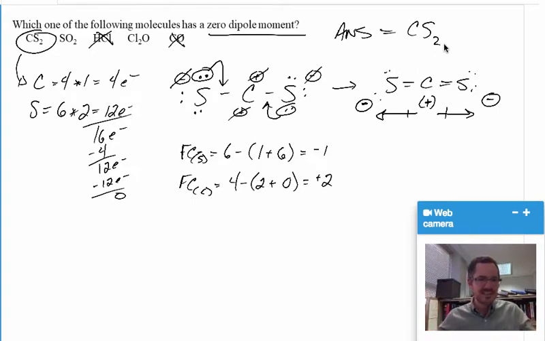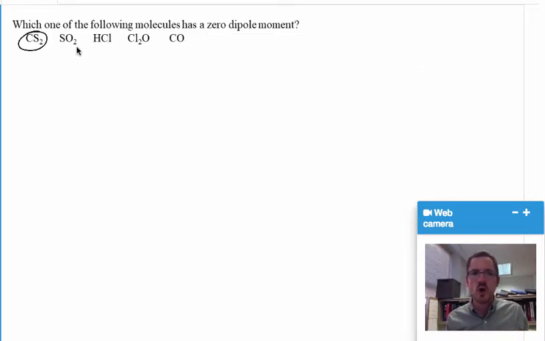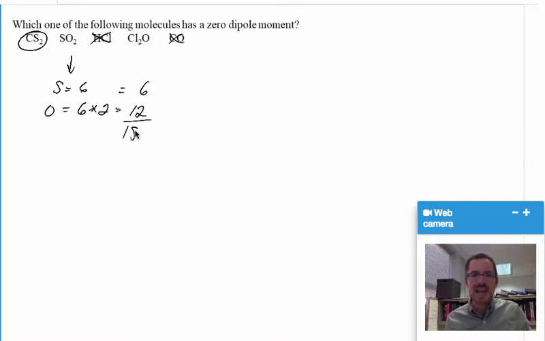However, because this is an instructional video and I want you to really understand what's going on here, I'm going to continue on with our SO2, just to show you why SO2 is not one of our answers. So SO2, sulfur and oxygen are right on top of each other in the periodic table, and I just showed you that sulfur has 6 valence electrons. So I have sulfur, which is 6. I have oxygen, which is also 6, multiplied by 2. And I have 12 plus 6, which is 18 valence electrons to work with.